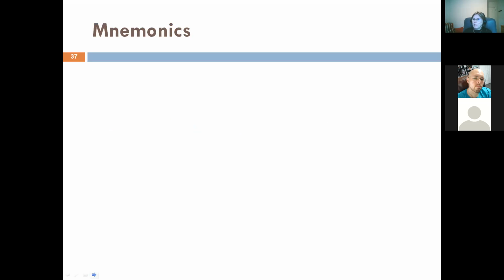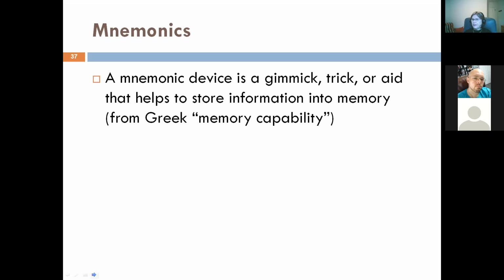Okay, now is the fun part. So if we now combine these principles, for example, and add visualization to that, our memory becomes almost perfect. That's amazing. So the word that we use for that is called mnemonics, where M is not pronounced, you start off with an N. And mnemonics is just a device, or, you know, a rule of thumb or something, a trick that helps you store the information in memory, and that comes from the Greek word memory capability.